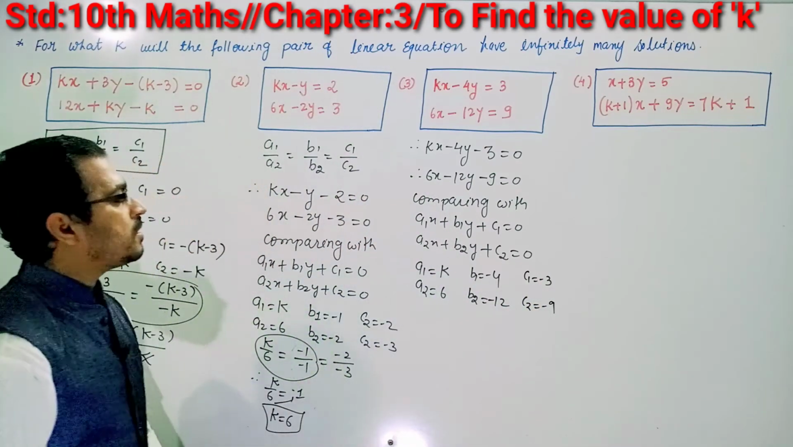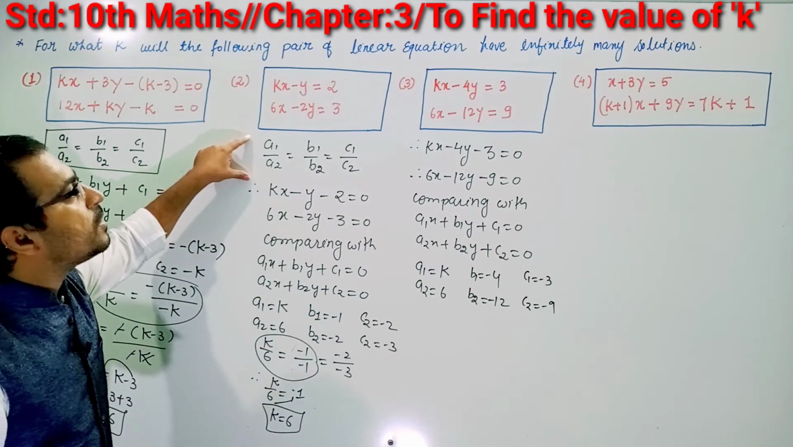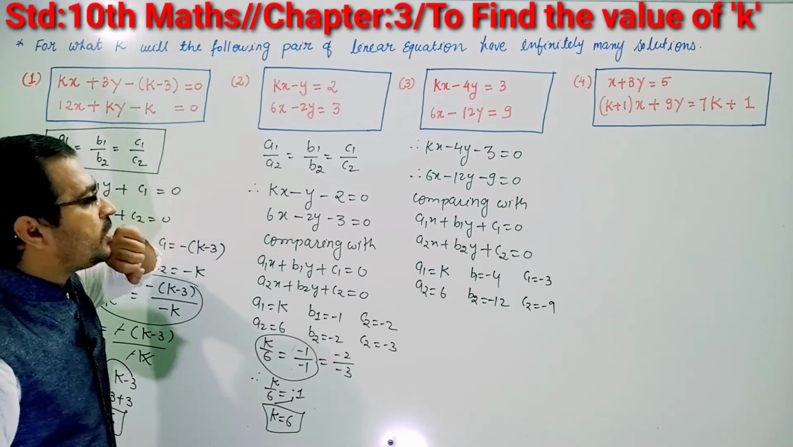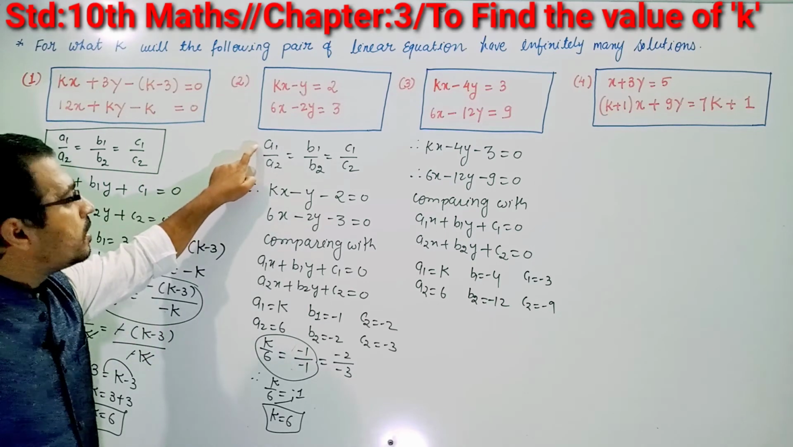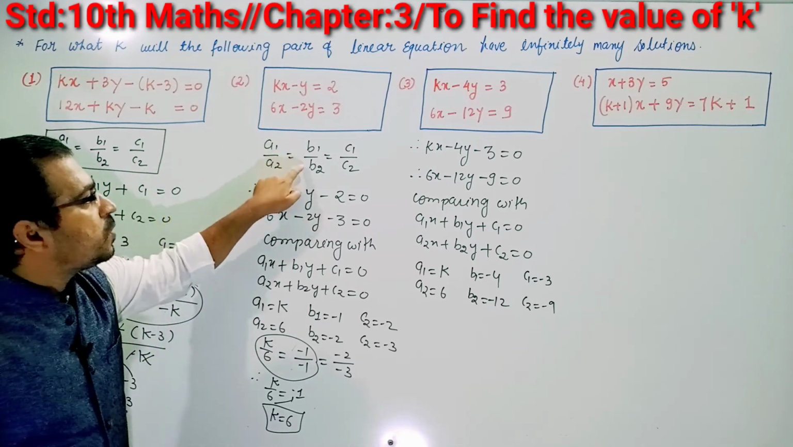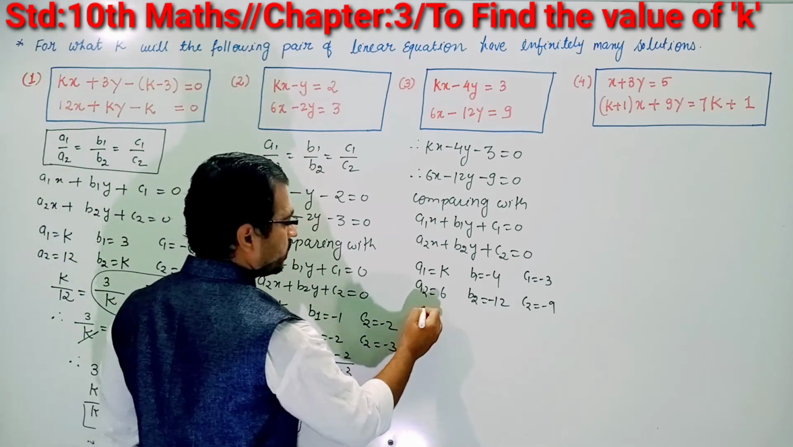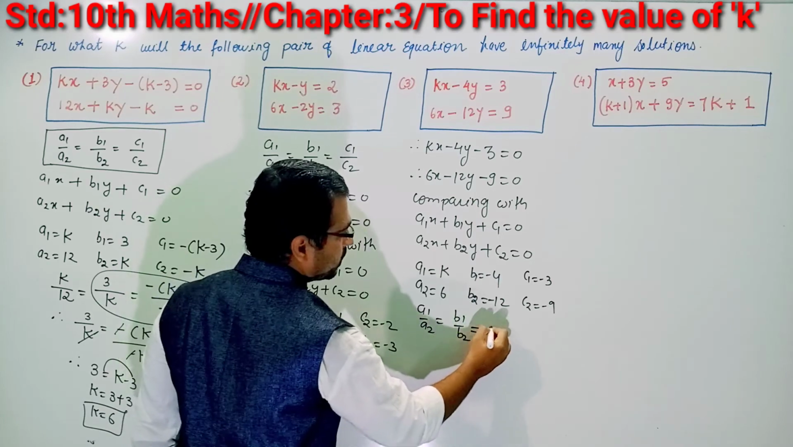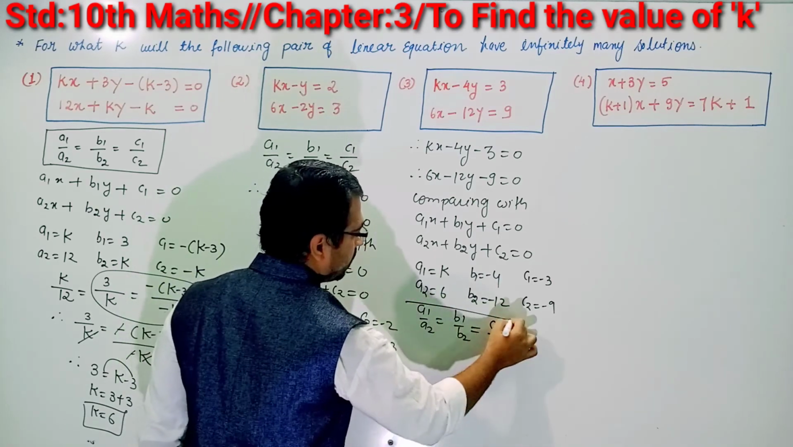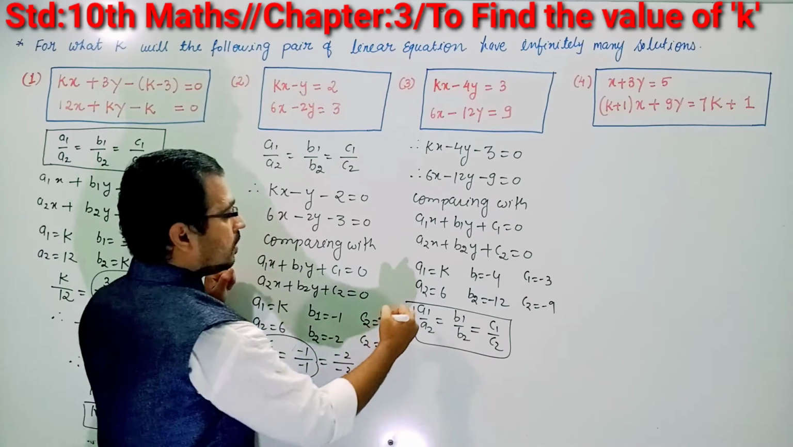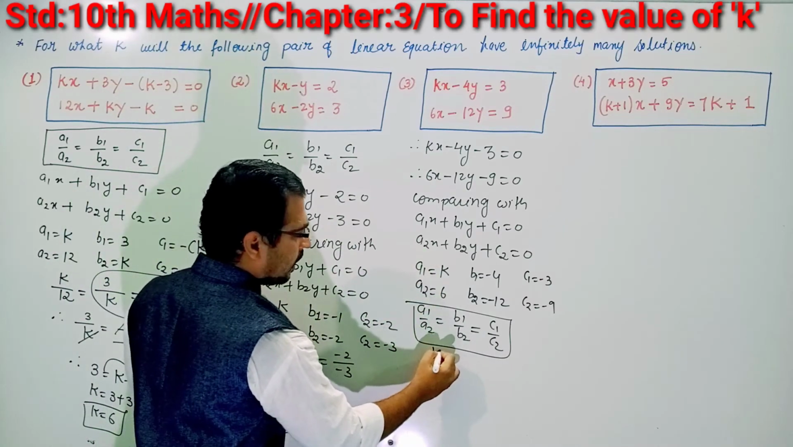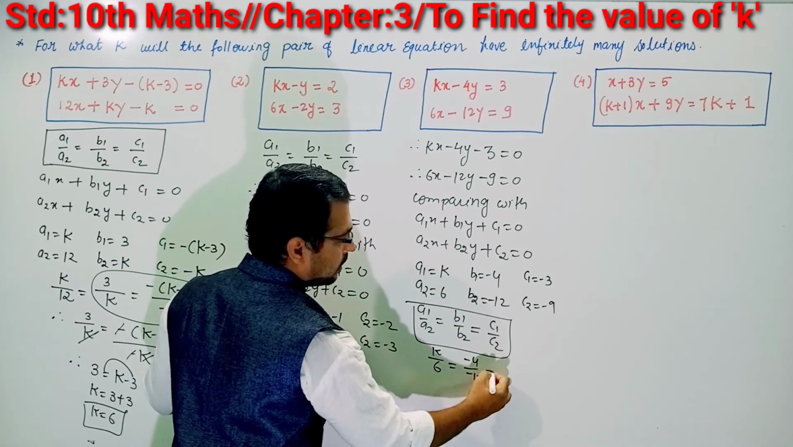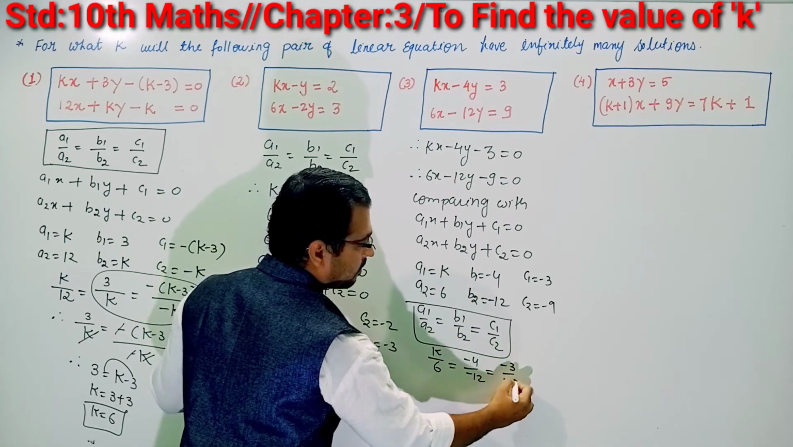Okay, students, now you can write the condition of equations having infinitely many solutions. So the condition is: a1 by a2 is equal to b1 by b2 is equal to c1 by c2. Right, students? Okay. Writing the values: k by 6 is equal to minus 4 by minus 12 is equal to minus 3 by minus 9.